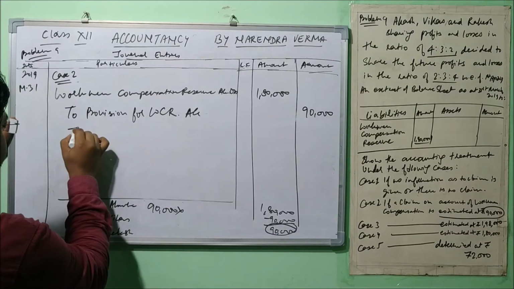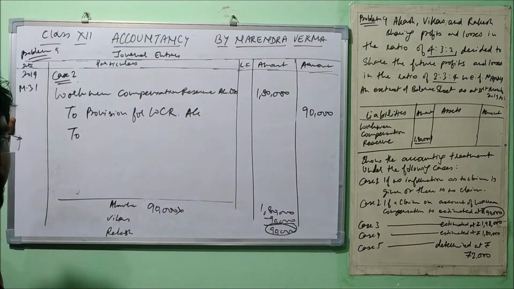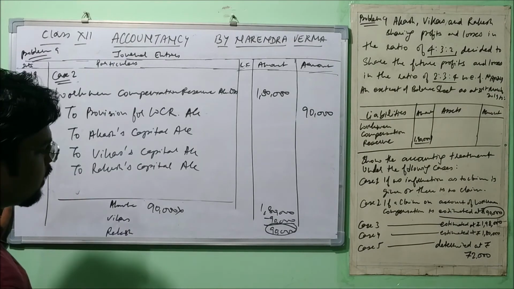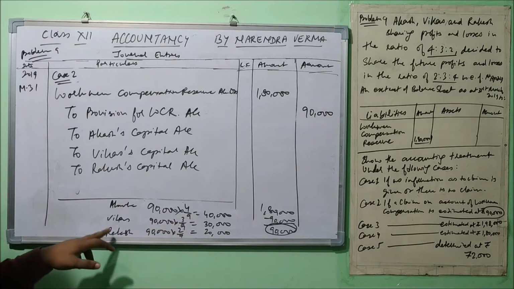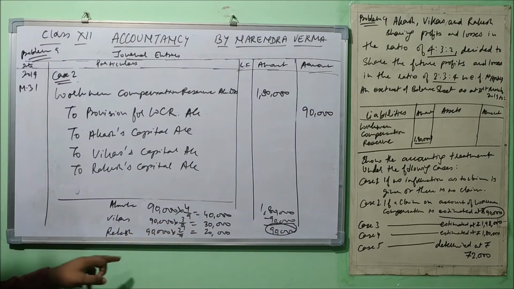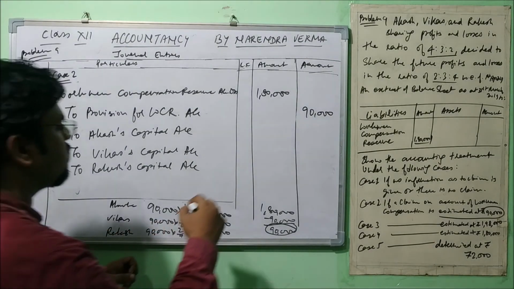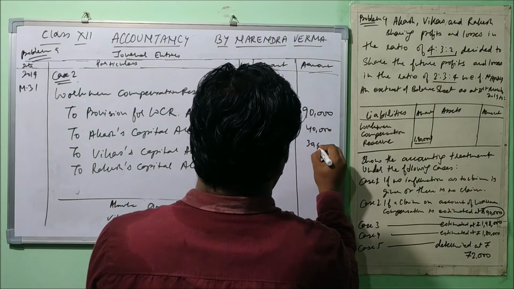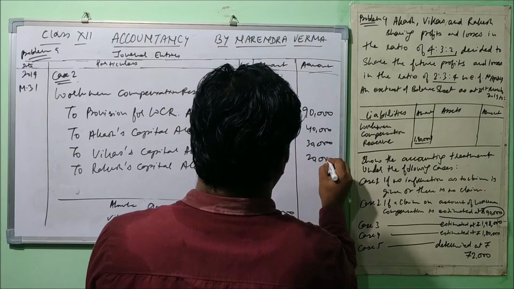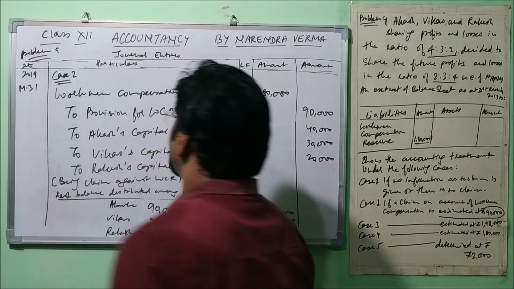Understood? So here, as I taught you the combined entry, the combined entry can be passed here. Let's calculate the amount first. We see for Akash it is 40,000, for Vikas it is 30,000, and for Rakesh it is 20,000. So let's mention the values here: 40,000, 30,000 and 20,000. Okay, so you can have a look.